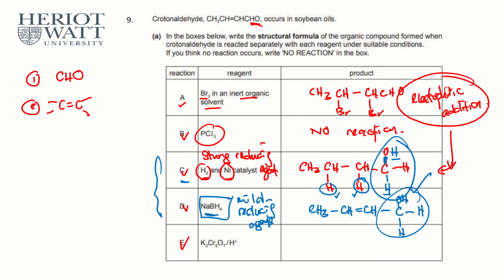So please pay attention to that. NaBH4 only reduces aldehydes and ketones, but not double bonds. If you want to reduce both, then hydrogen with nickel has got to be added.